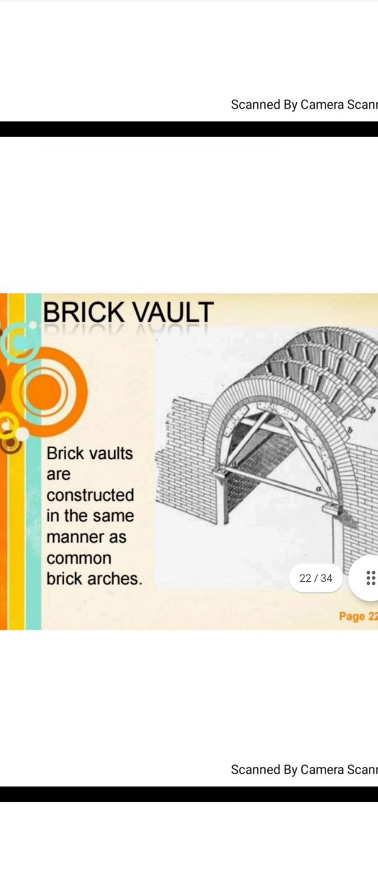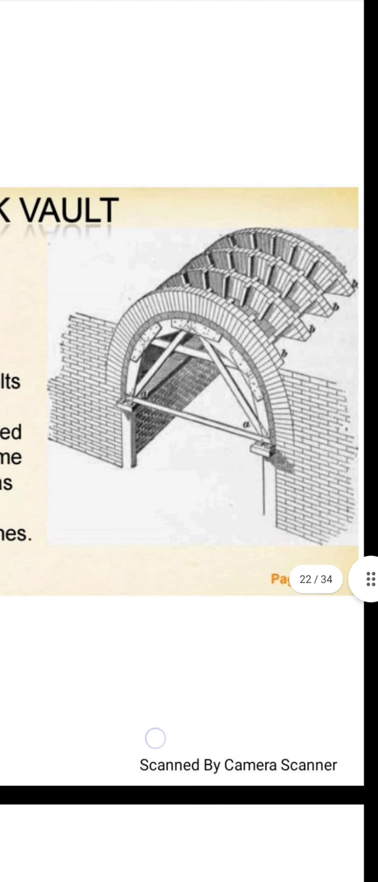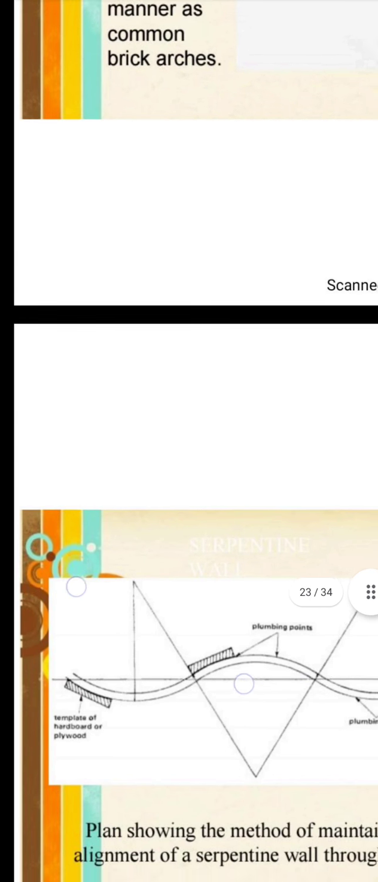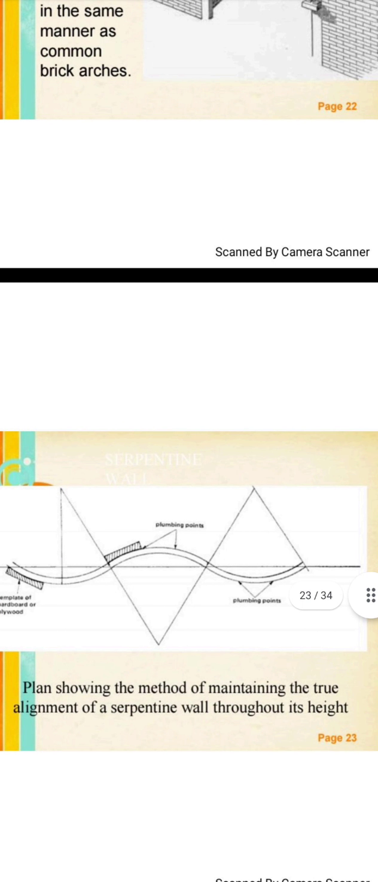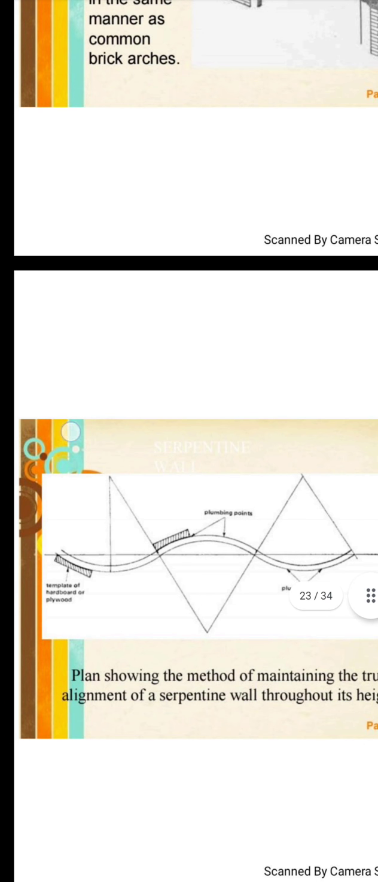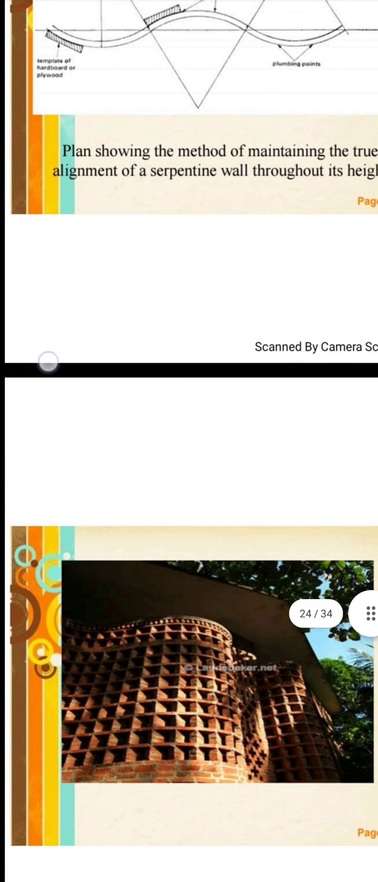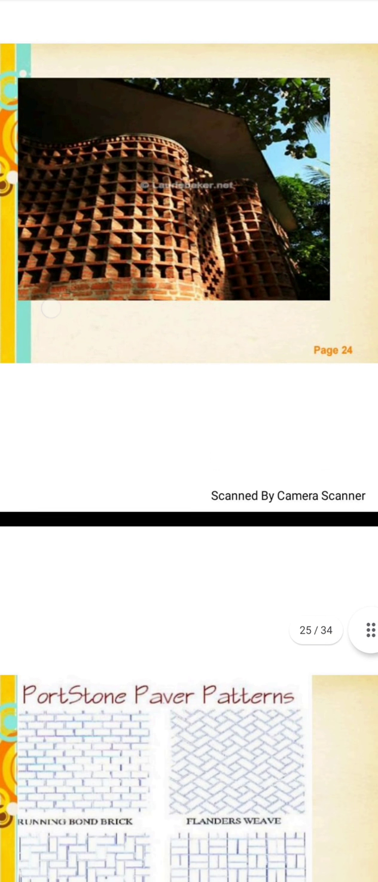Brick vault. Brick vaults are constructed in the same manner as common brick arches. Look at the diagram. Okay, so now the plan showing the method of maintaining the true alignment of a serpentine wall throughout its height. This is the plan. Now these are different structures made by these graphs.